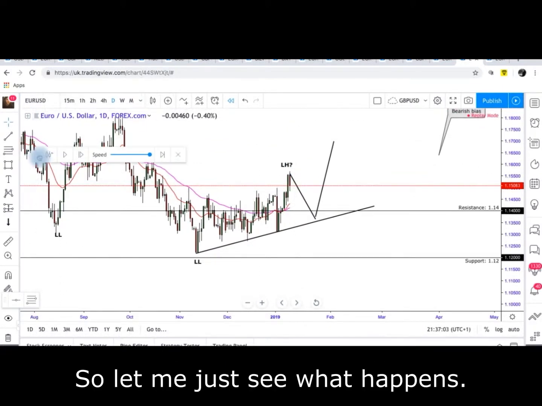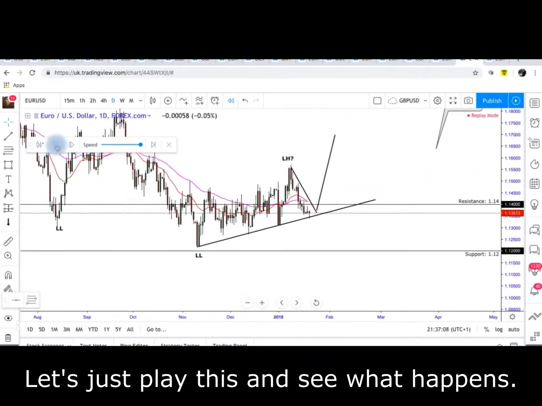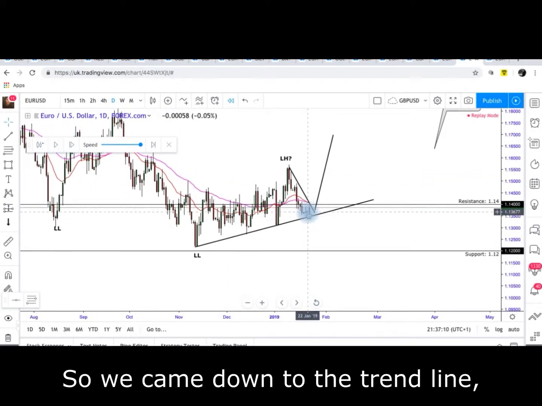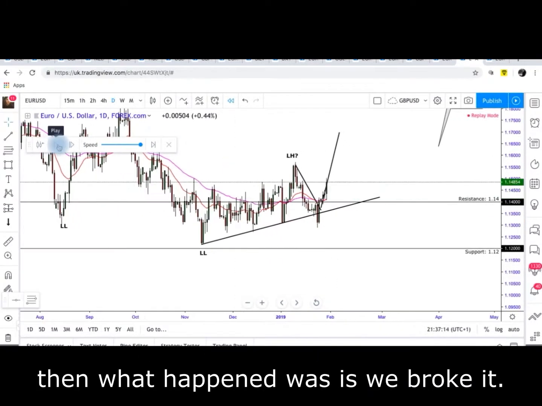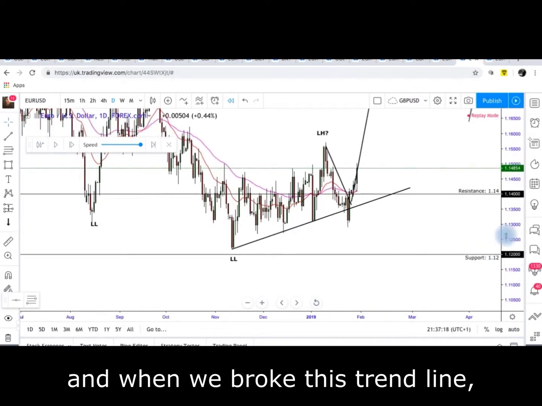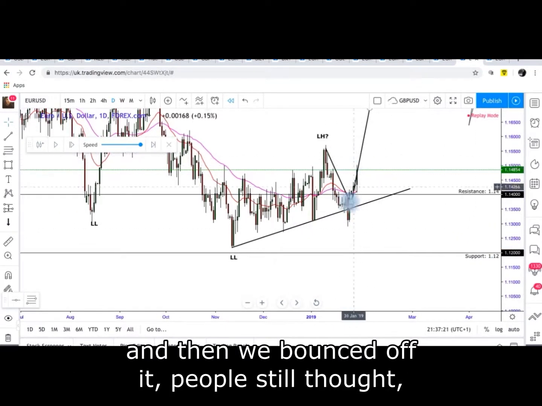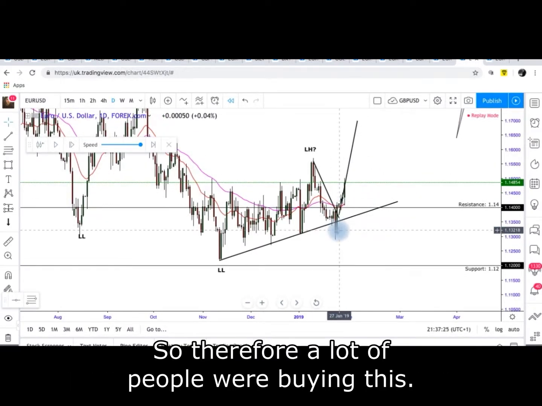So let me just see what happens. Let's just play this and see what happened. So we came down to the trend line, where most retail traders thought to buy. But then what happened is we broke this trend line. Now, when we broke this trend line and then bounced off it, people still thought, okay, great, we're still going to come up. So a lot of people were still buying this.